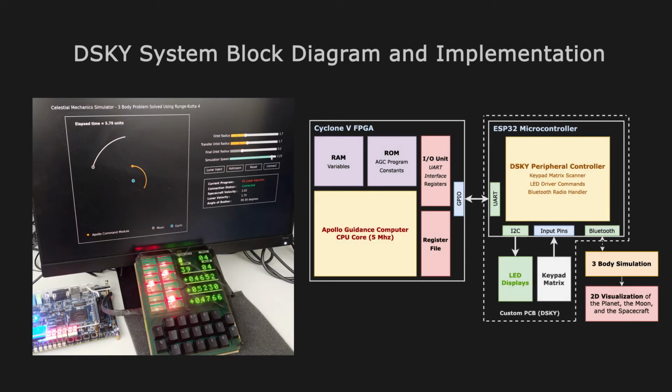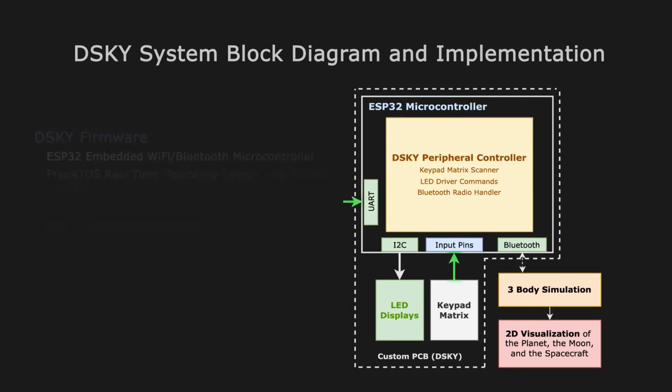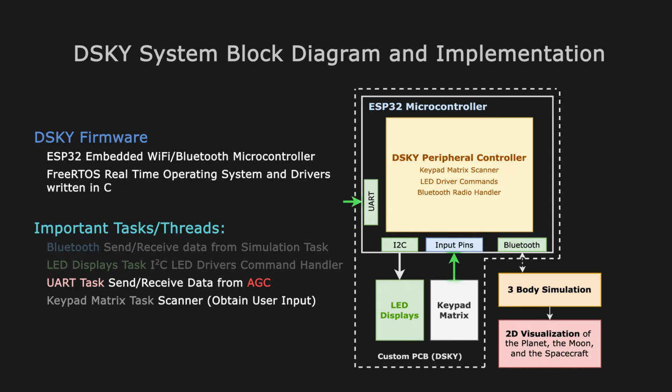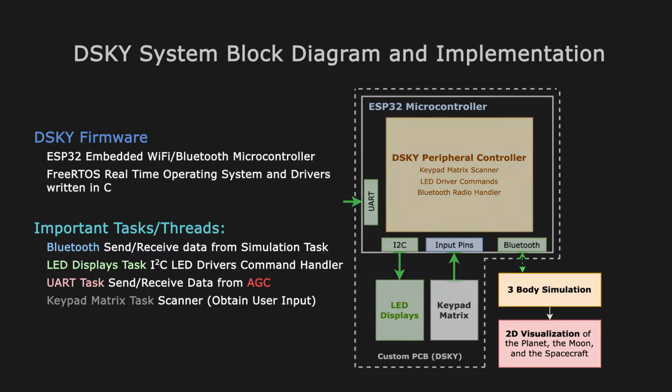We now transition to the DSKY unit and the orbital simulator. Our AGC on the FPGA will communicate with the DSKY through a UART interface. The DSKY will scan the keypad matrix and send user input through UART, and in turn the AGC will reply with the requested results. The DSKY also handles driving the LED displays and lamps through I2C LED drivers. Finally, the DSKY will communicate with an orbital mechanics simulator through Bluetooth telemetry and relay mission data. In the end, the results are lunar injections and orbital transfers in our physics simulation, as calculated by our AGC.